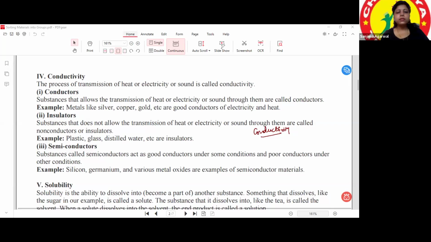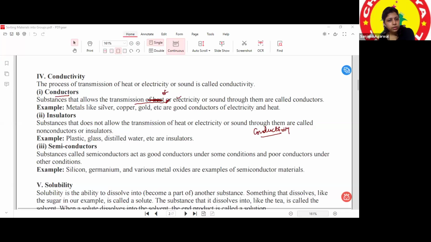So those materials which allow the electric current to pass through them are known as conductors. Substances that allow a transmission of heat or electricity. Basically, the materials which are good conductors of heat are conductors of electricity also. But you can do one thing: don't write the word heat in your notes. Just write the transmission of electricity. Transmission of electricity or sound through them are called conductors.